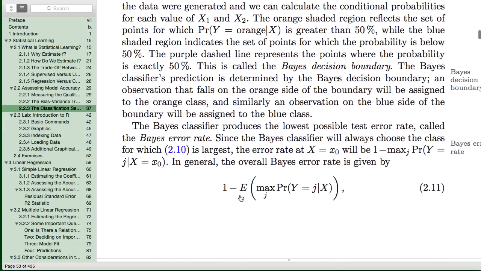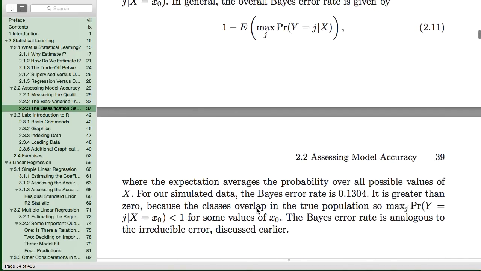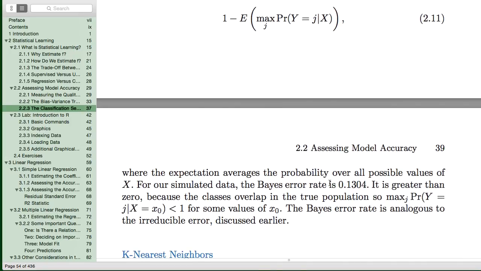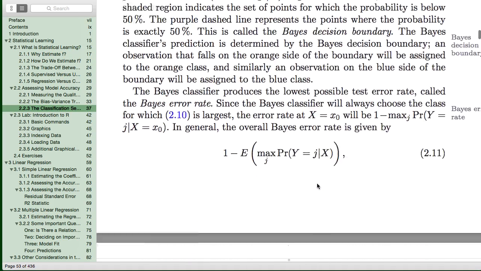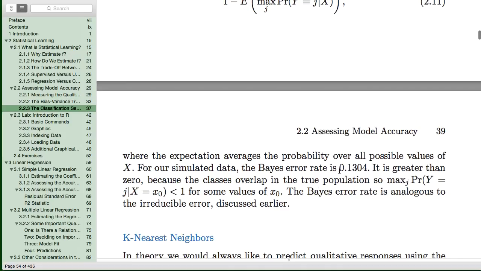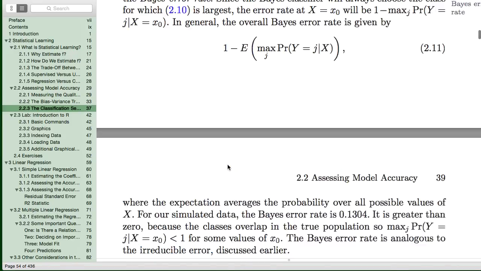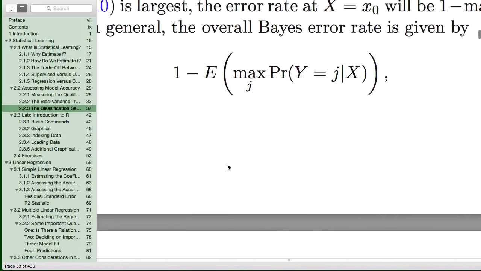So we want to make this as low as possible. And if we have a test data set already, then we know what this is. After the fact, we can always predict last week's stock prices. That's a given. In the case of this data here, the Bayes error rate is computed in the textbook as 0.13, so a 13% error rate. And here is where they say that it's analogous to irreducible error. So that's the gold standard, and we would love to be able to do that.